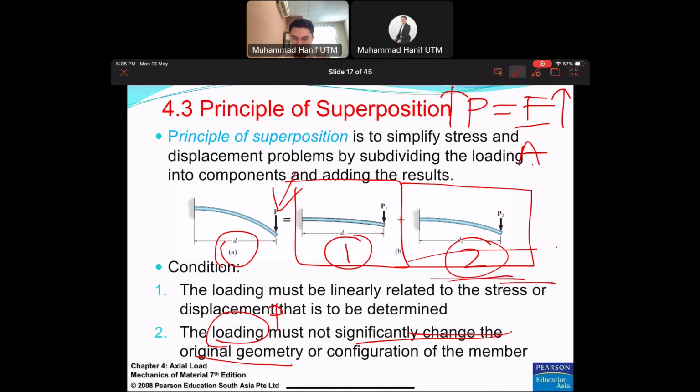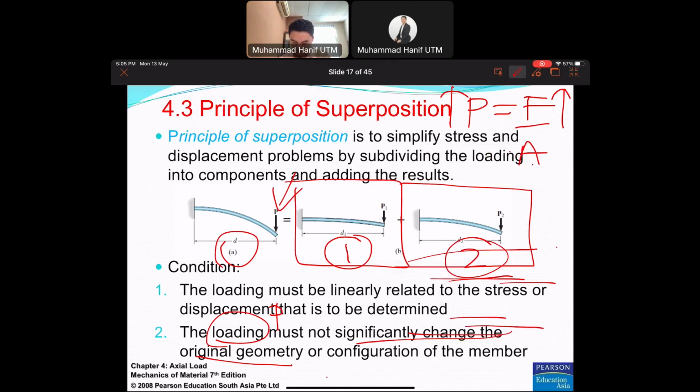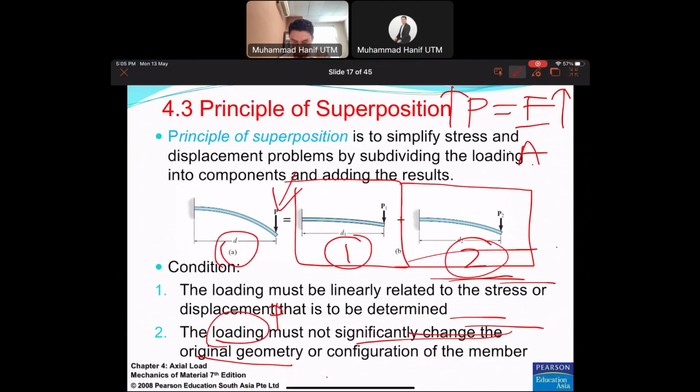So how can I move the slide? Sorry. How to move the slide.